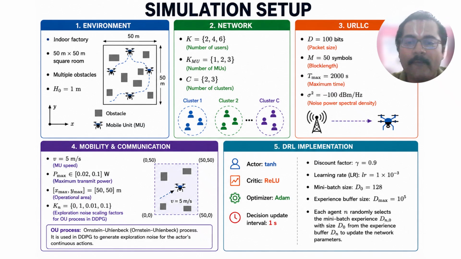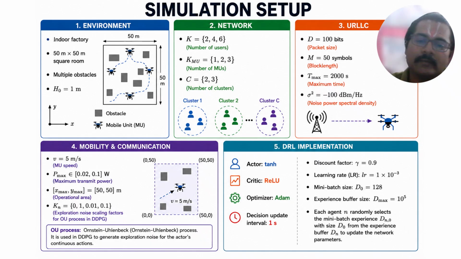When you are implementing deep reinforcement learning, what is my activation function? In the actor, it is tanh. In the critic, it is rectified linear unit. What is my optimizer? Adam. So you have different optimizers: Adam and stochastic gradient descent.